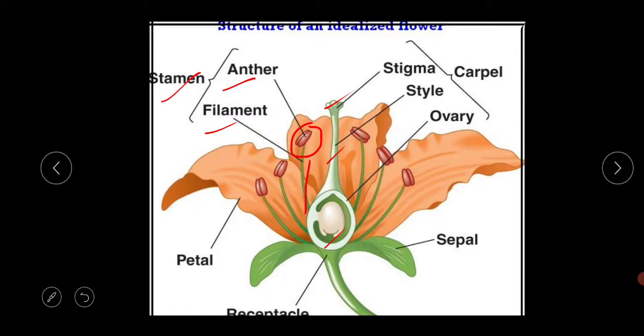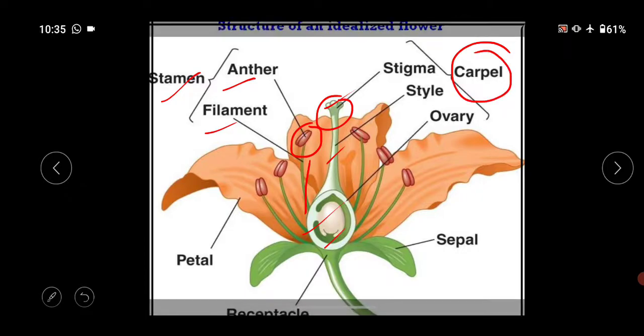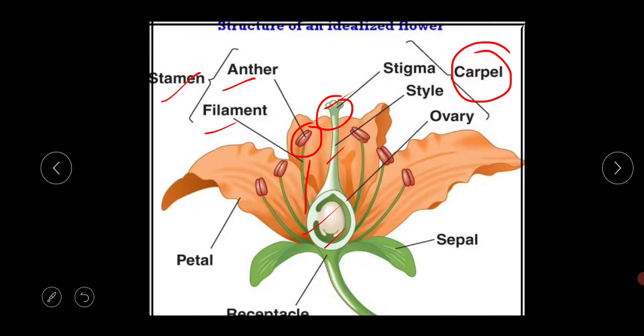I think you have already seen this picture repeatedly, but I made this slide again because this structure is very important for your exam, and if you don't understand it properly then you cannot answer any question. So it is very important for better understanding and memorization. This is the stigma, this long slender structure is the style, and this is the ovary, and the ovules are within the ovary. The whole system is called the carpel. So this is the overview of the idealized flower.